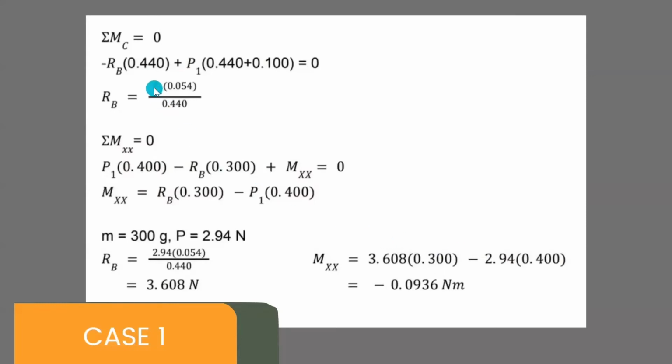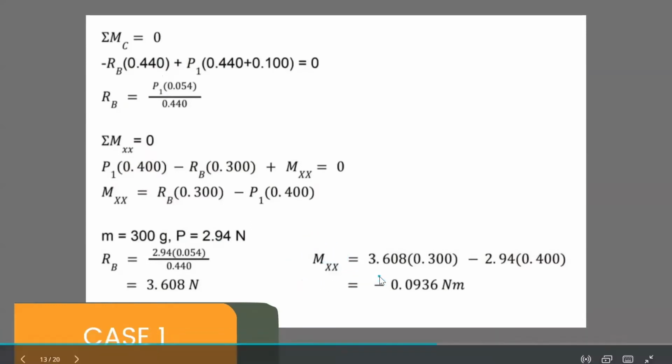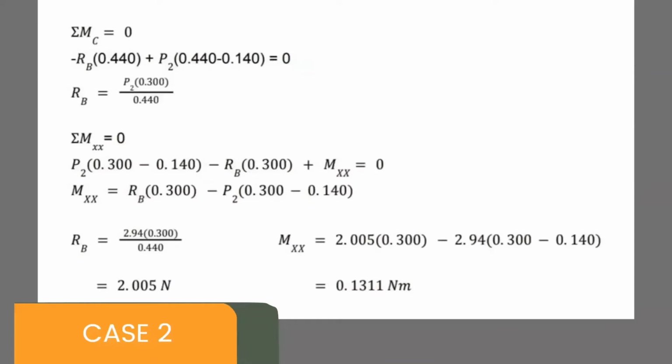Then we proceed to calculate the theoretical value of moment at XX. Similar to before, we will take the moment at C equal to 0 to find our reaction force at B, and then we will compute the equation where our moment at XX is equal to 0. We then substitute the value of our loads into this equation to find the reaction force at B, then substitute this value into this equation to find the bending moment at XX for the first case. The same goes for the second case. The steps are still the same. We will determine the value of our reaction force at B first, and then we will substitute this value into this equation to find the moment at XX.